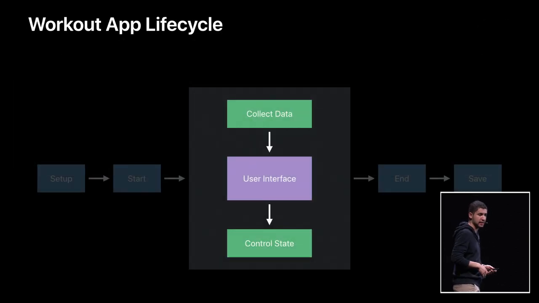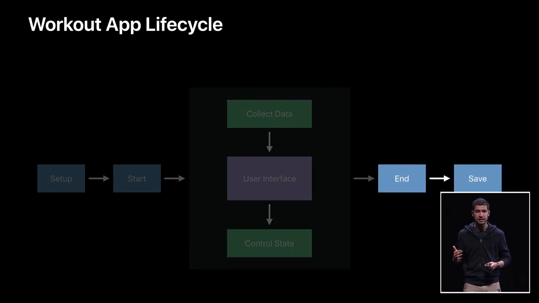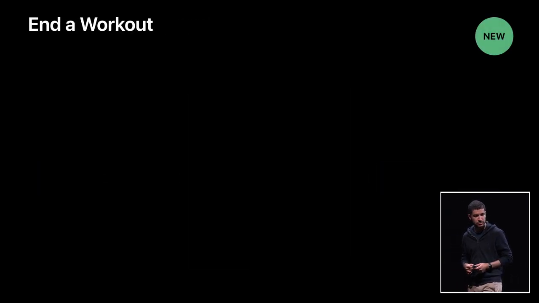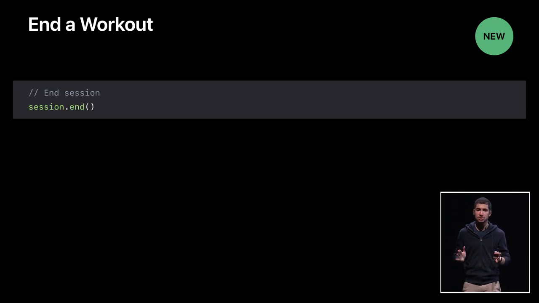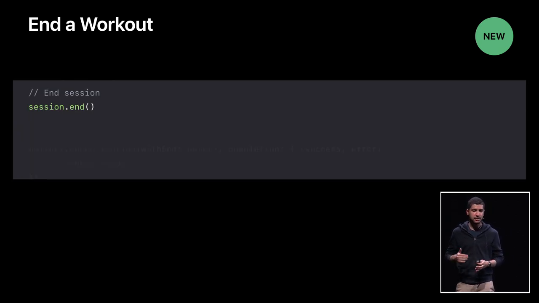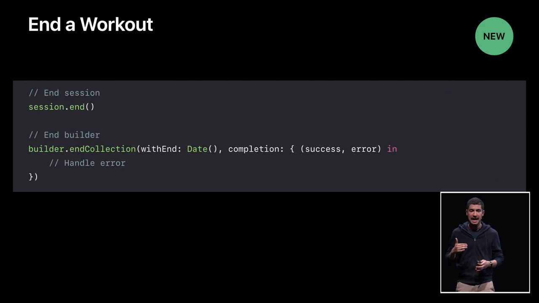So that's how we can collect data displayed in our user interface, as well as control the state of the session. Let's see now how we can end the workout and save it in HealthKit. So to end the workout, you first call session.end, and then you also call builder.endCollection and pass the workout's end date. At this point, no data is going to be collected for this workout.